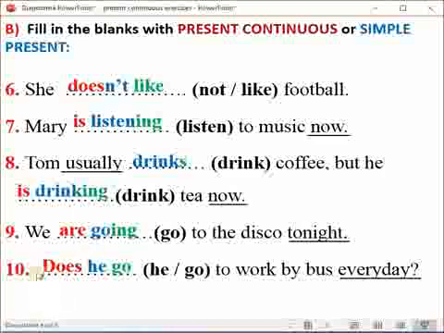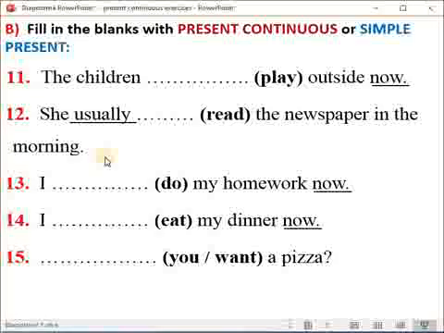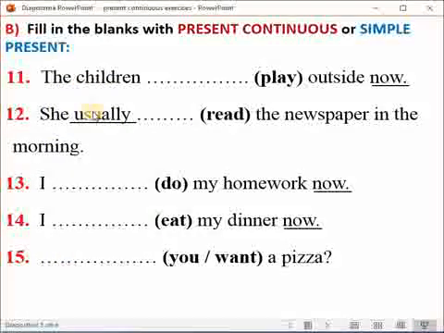Let's go to the next activity. This is activity A. Let's go to the activity. I'm going to give you more sentences about the difference between present simple and the present continuous. So you don't have these sentences, but I'm going just to add these sentences in the video for you to understand more and to practice more.